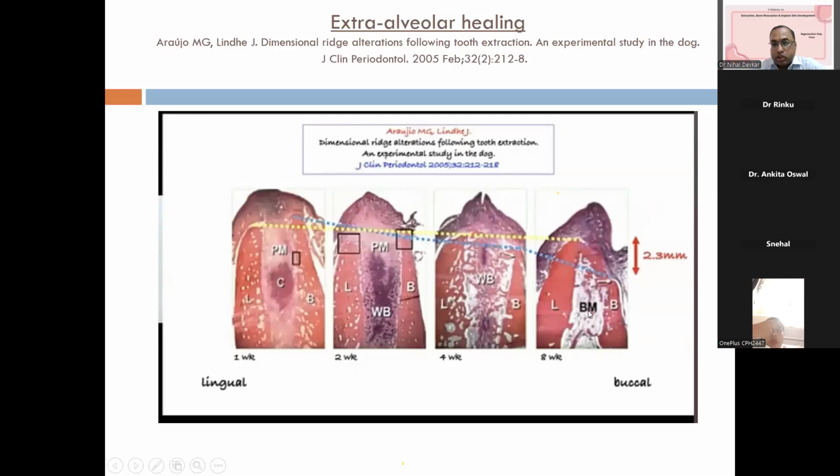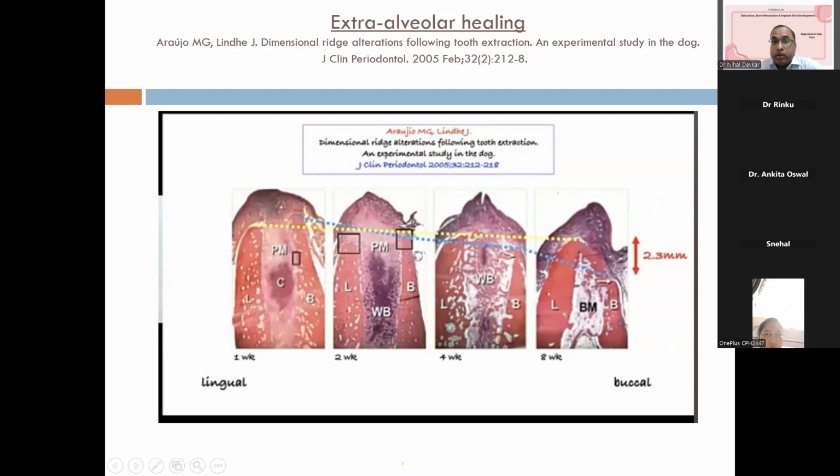As you can see in the histological sections, buccal is on the right side and lingual or palatal plate is on the left side. And what happens inside, as you can see, there is coagulum, there is provisional matrix formation, then there is woven bone formation. And you can see the references of 1 week, 2 weeks, 4 weeks and 8 weeks. The most critical observation was these 2 lines, the yellow line and the blue line. The yellow line signifies the lingual plate, and the blue line signifies the buccal cortical plate. Over a period of time from 0 to 8 weeks, there is a significant reduction in the buccal plate height. This particular height measurement was somewhere around 2.3 millimeters.